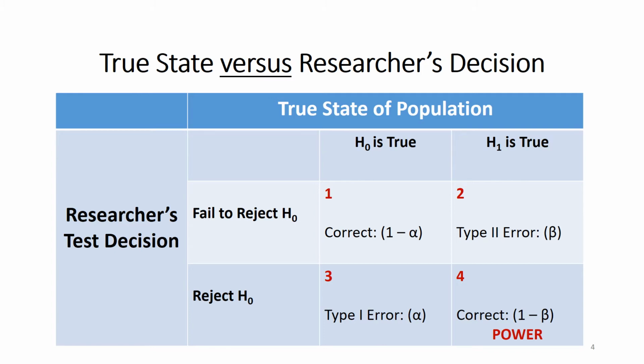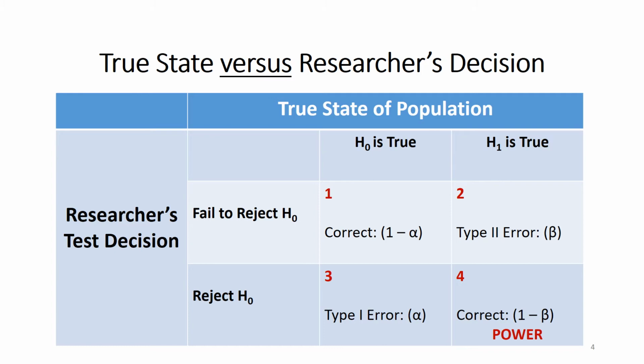On the other side, we have H1 is true column. That's boxes 2 and 4. There we introduce a new character. Here we have the Greek letter beta. Beta is the probability of a type 2 error. And you'll notice that the likelihood of landing in box 2 is beta. And then power, that one that we really want to land in, is 1 minus beta.